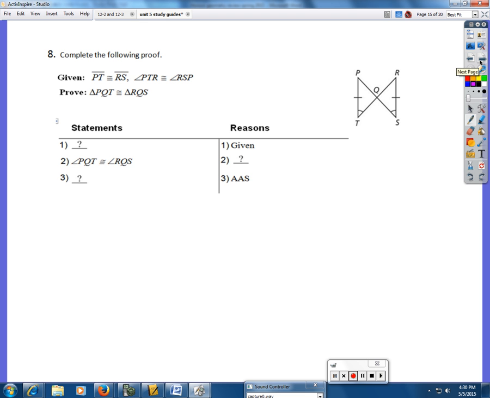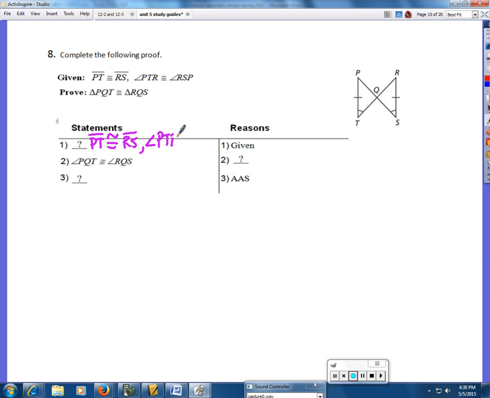Number 8 is a proof. I've got PT congruent to RS, it's marked, and angle PTR congruent to angle RSP, that's marked. So that's what I would put for my given: PT congruent to RS and angle PTR congruent to angle RSP. Now what would go here?